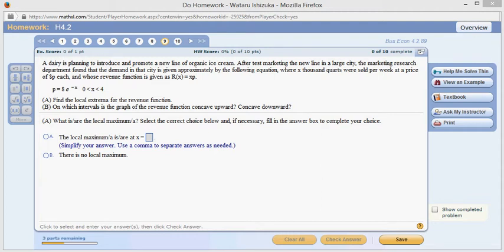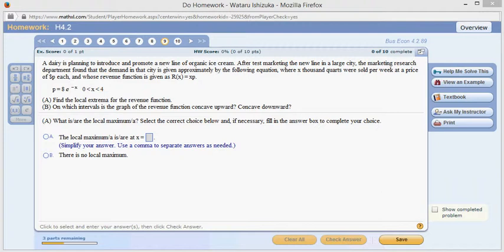Alright, let's look at homework 4.2, problem number 9. We have a price function, which is 8e to the negative x, and we want to look at the revenue function, which is x times p. So part A: find the local extrema for the revenue function.